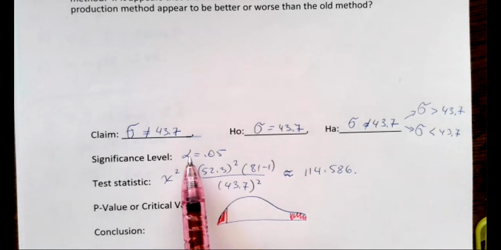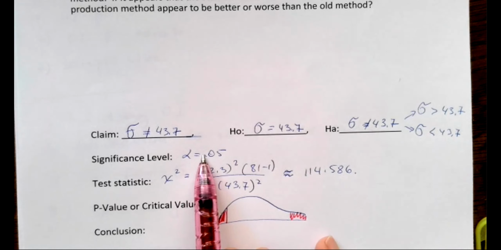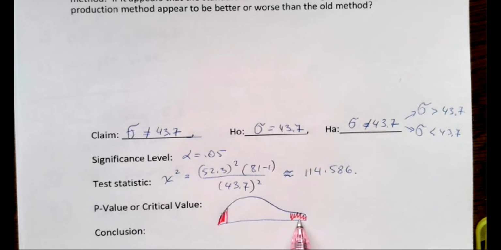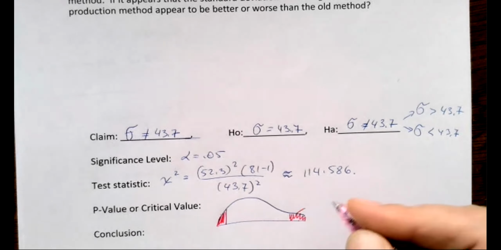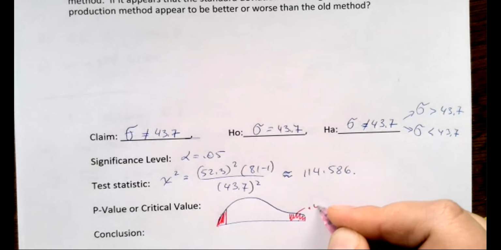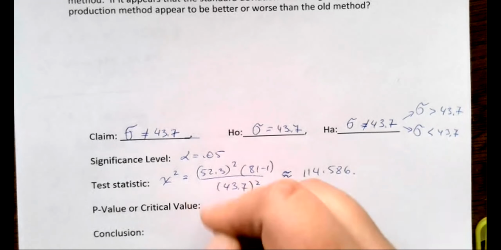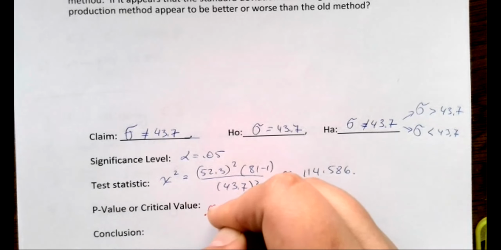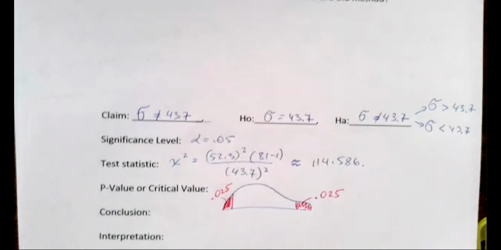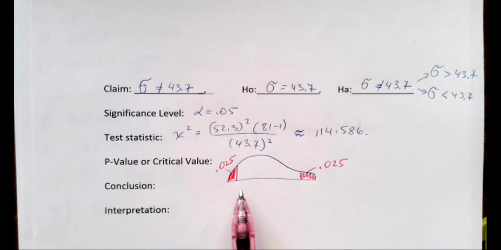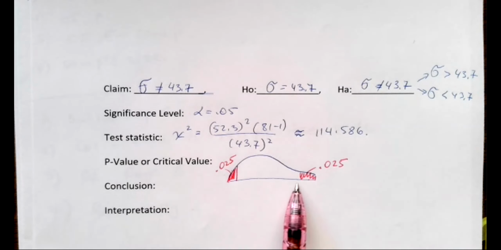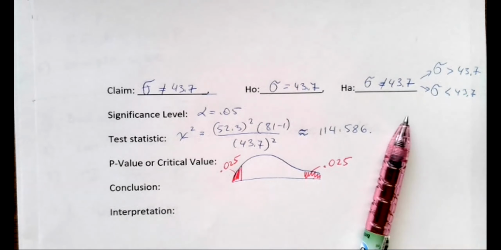But this also means that our alpha is going to be split into two tails. So we're going to have 0.025 on one side and 0.025 on the other side. So we're going to have two critical values here. So let's go ahead and figure out the critical values.